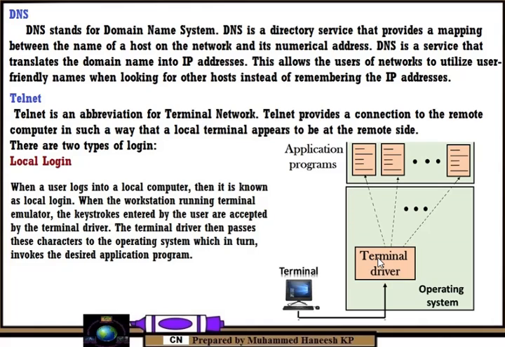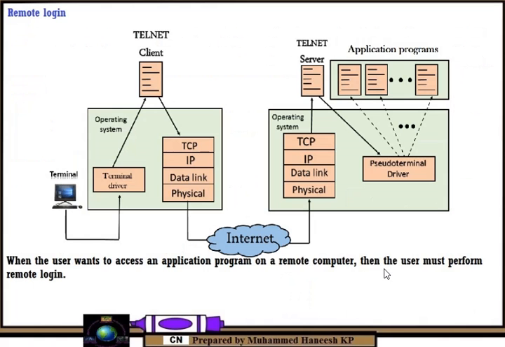When the workstation is running a terminal emulator, the keystrokes entered by the user are accepted by the terminal driver. The terminal driver then passes these characters to the operating system, which in turn invokes the desired application program. Next type of login, remote login. You can access from anywhere else. When the user wants to access an application program on a remote computer, the user must perform remote login. This is the figure for remote login.